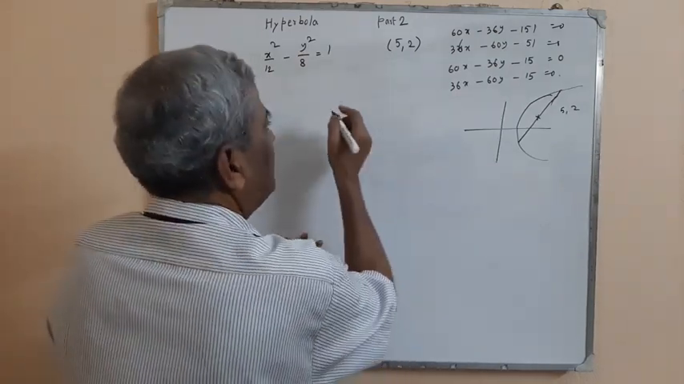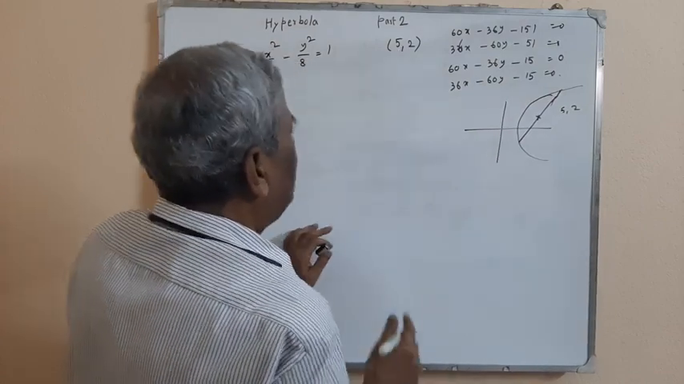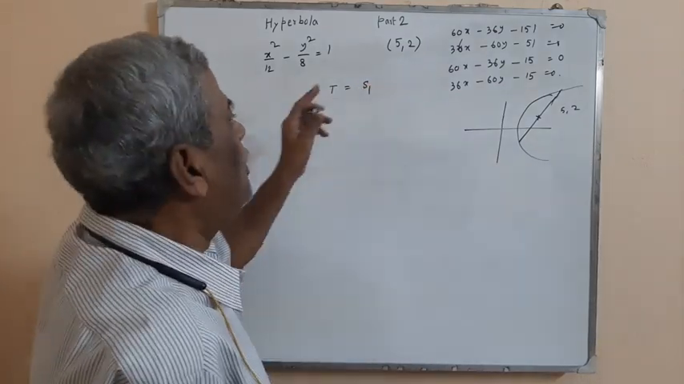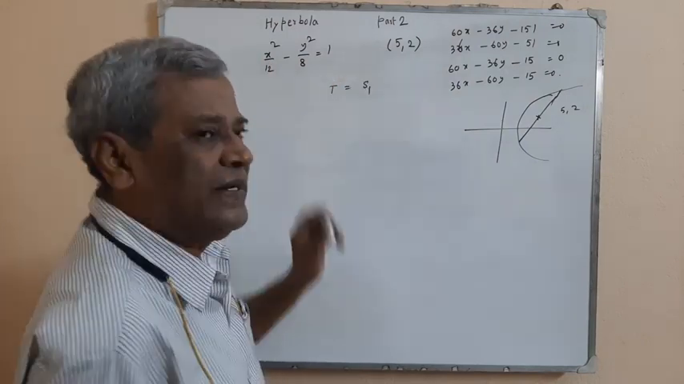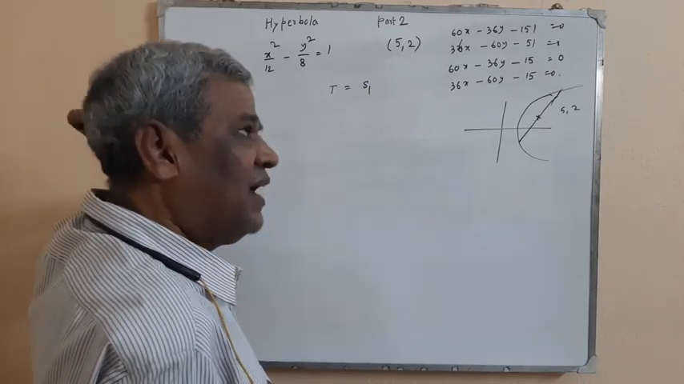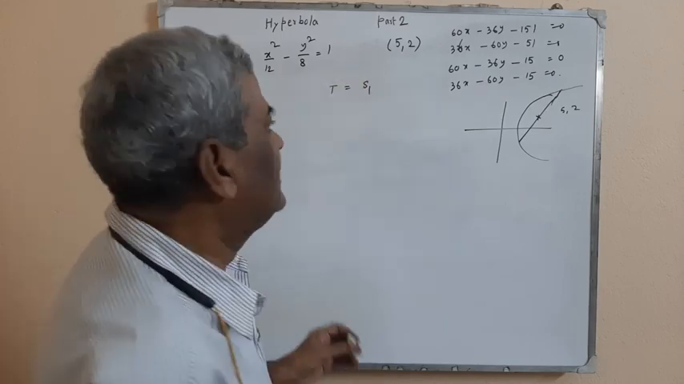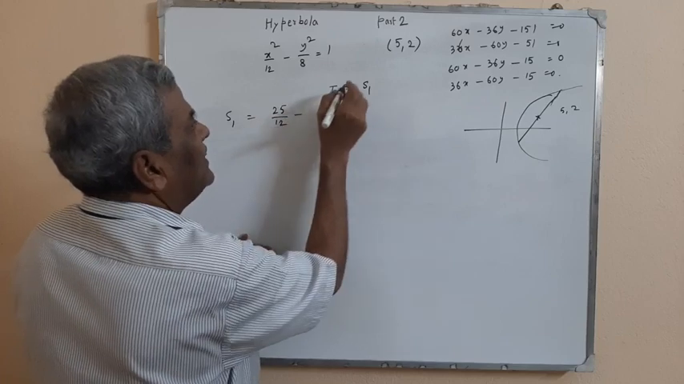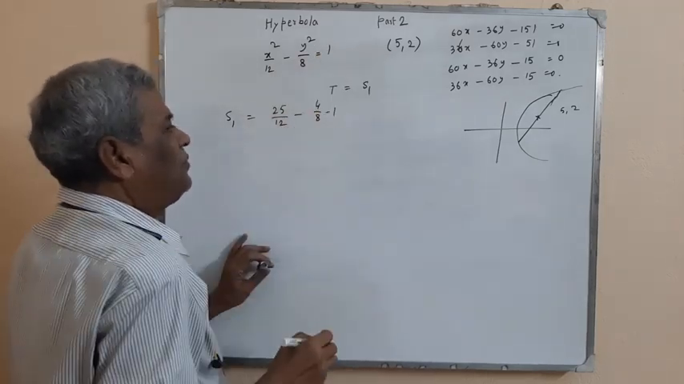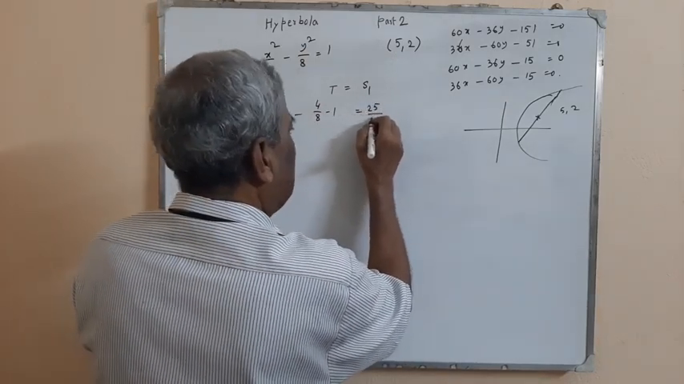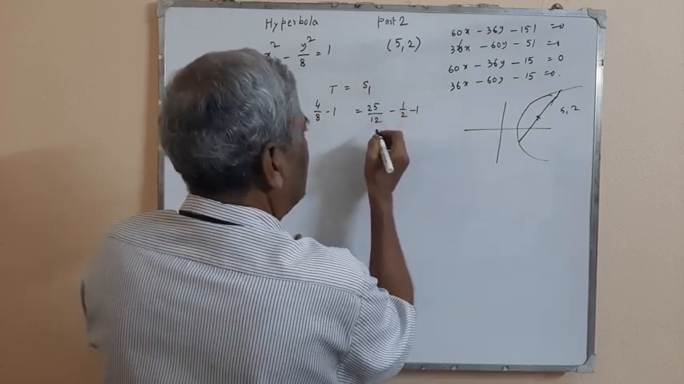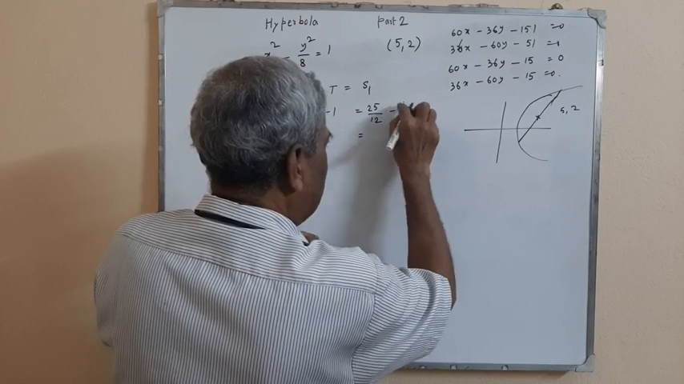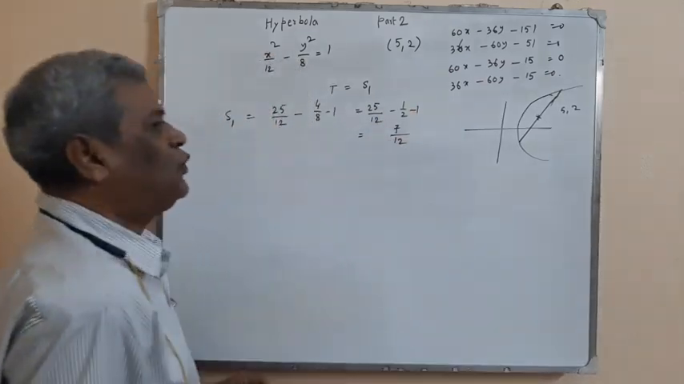For an ellipse, we know that the equation of any chord bisected at any point is given by T is equal to S1. T is the equation of the tangent of that conic at that point, and S1 is the value of the conic at that point. Now S1 is equal to 25 by 12 minus 4 by 8 minus 1, which is 25 by 12 minus half minus 1, so it is 7 by 12.